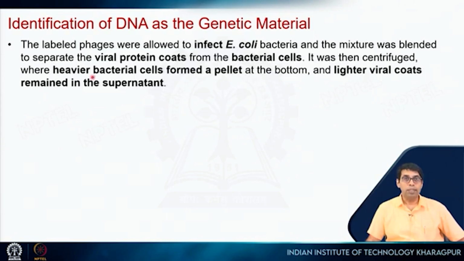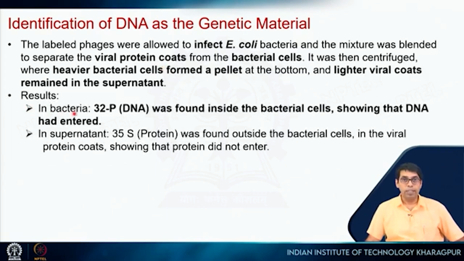So the experiment was that they labeled the phages, right, and they infected the E. coli, which is the bacteria, and the mixture was blended. Again, it is not very harsh blending. It was mild blending, so that the virus that is sitting on top of the bacteria will fall off, right. So you will separate the virus from the bacteria, and then if you spin down, the bacteria which is heavy will form a pellet at the bottom and the virus will be in the supernatant at the top.